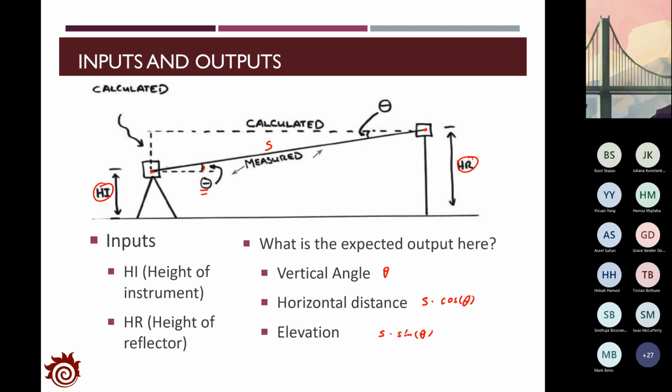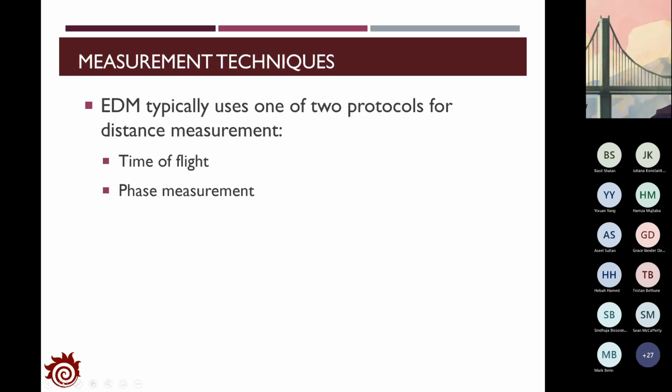For horizontal distance and elevation difference, they actually come from the calculation instead of direct measurement. And this is the typical basic information from the total station.